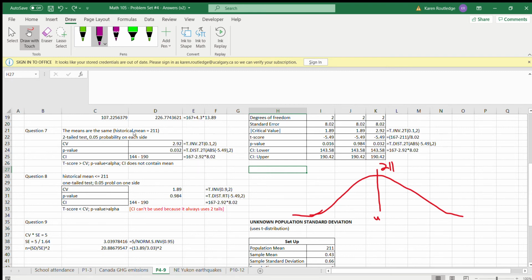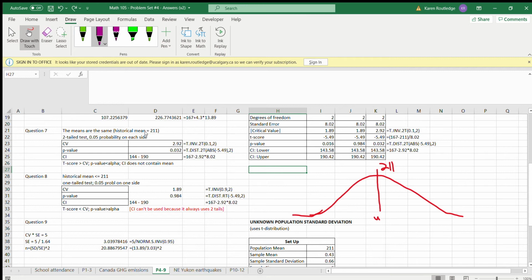And lastly, we need an inequality. So we're doing a test. What direction or directions are we concerned about? In this particular question, we're asking whether or not the historical mean is equal to a certain value, 211, the 2030 value. So our inequality is equal. Those are really the 3 steps that we need to know.